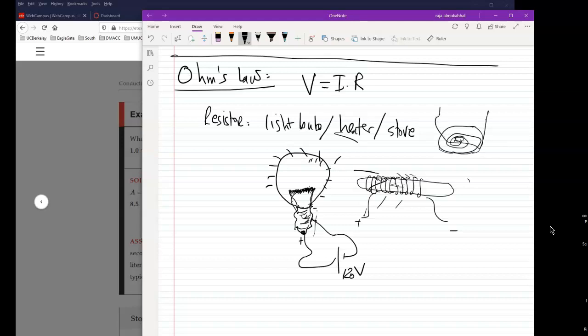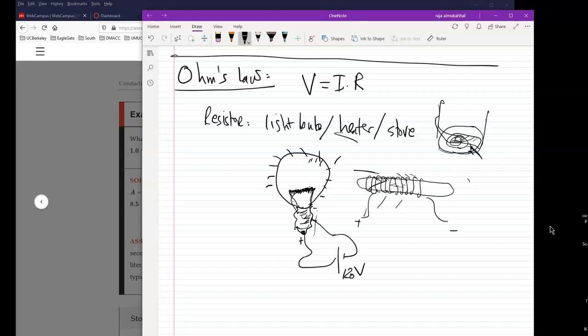You can put your pot on top of it. Same thing. It is a bad conductor or a good resistor, and it resists the flow, and as a result of that, it heats up. Okay, so basically that's what a resistor is. That's one way to see it.